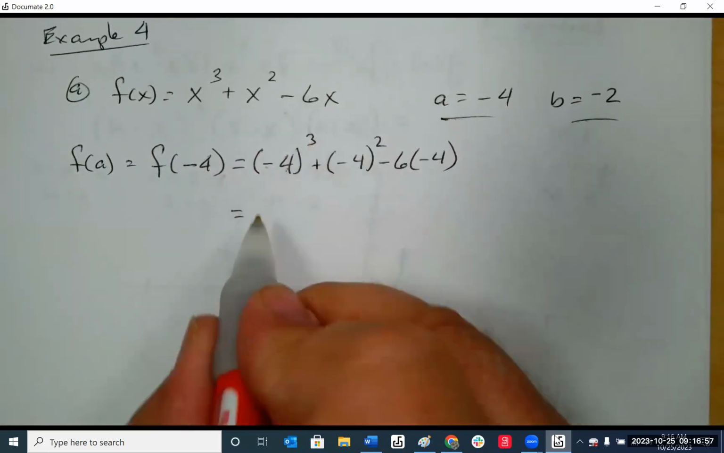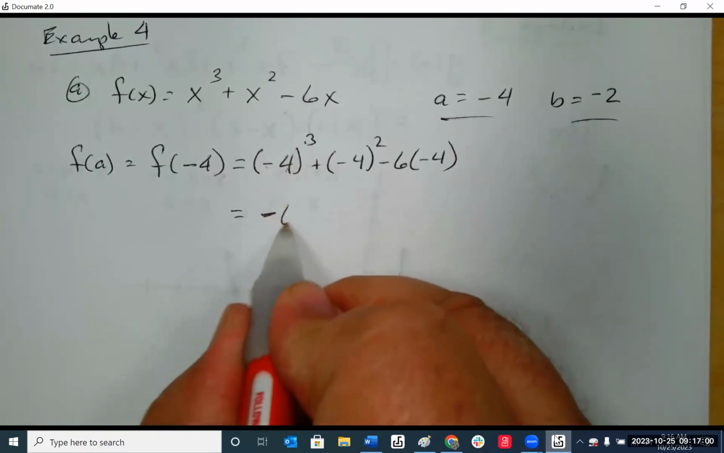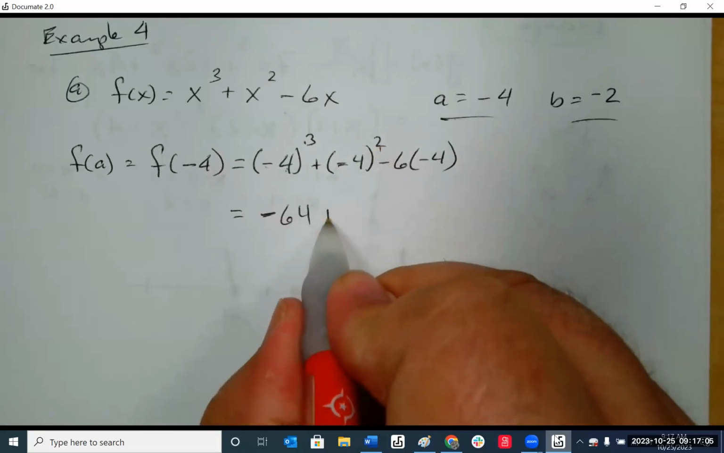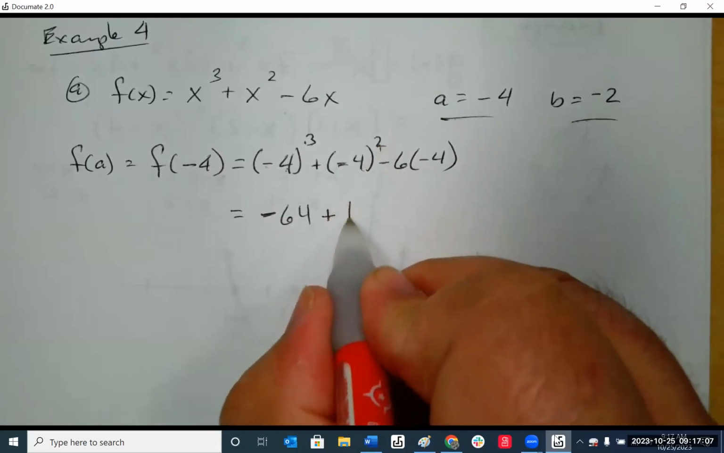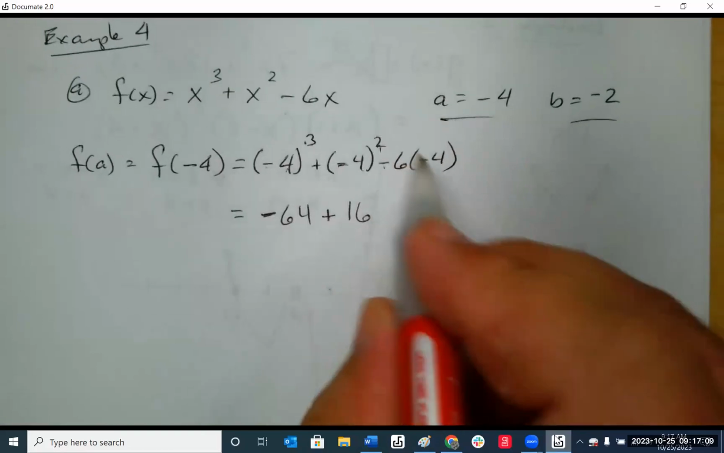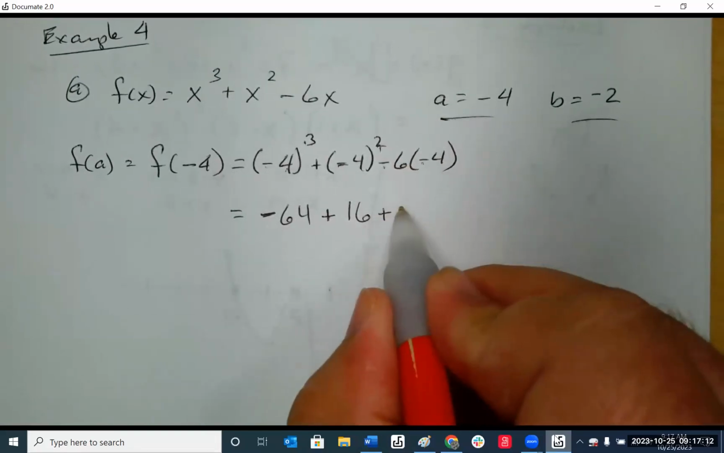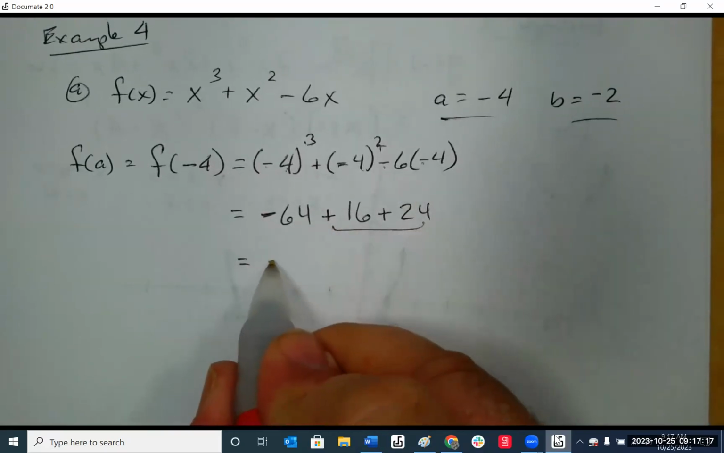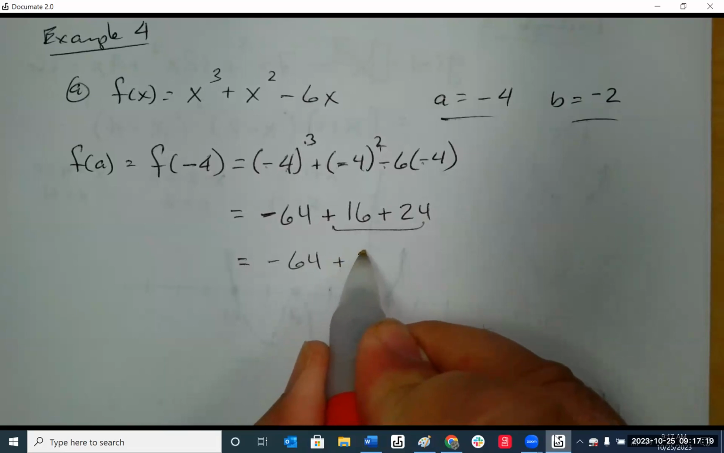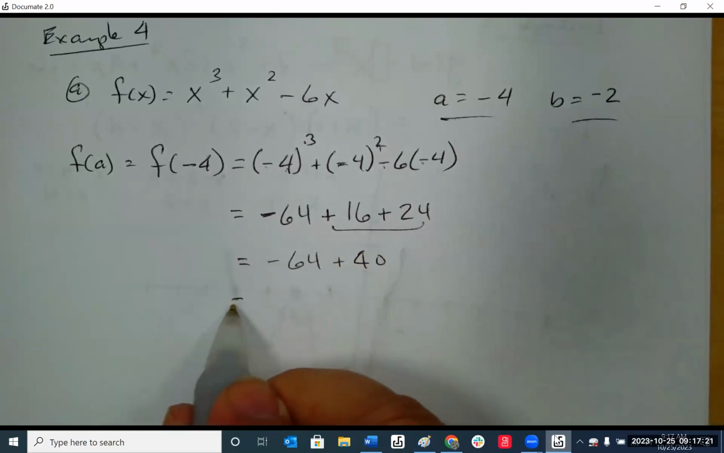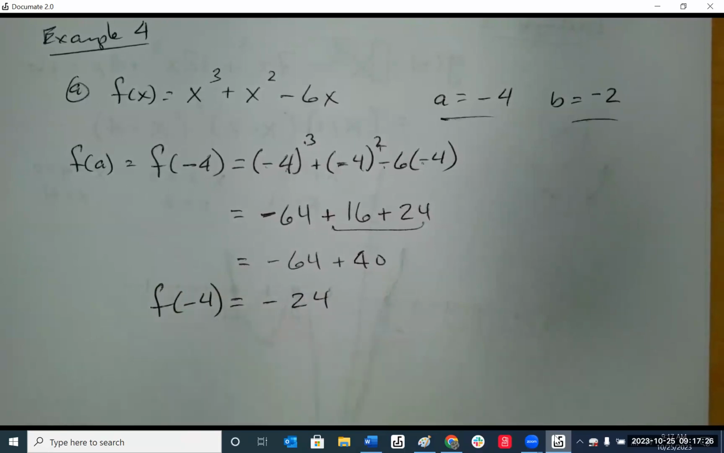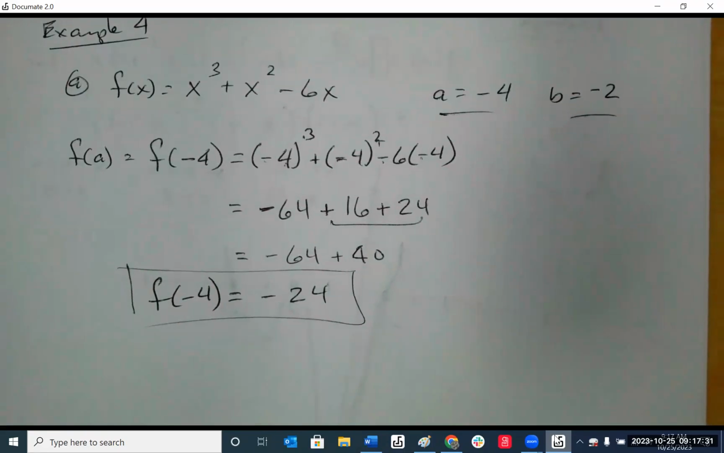Negative and cubed, the answer is going to be negative. 4 cubed is 64. Negative squared is positive. So 4 squared is 16. Negative and negative is positive. 6 times 4 is 24. So it's -64 plus 40, which is -24. So at that point, we have a negative answer.